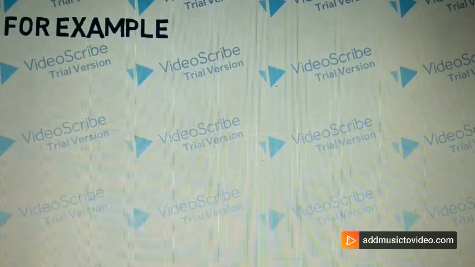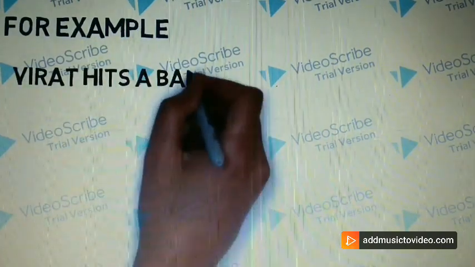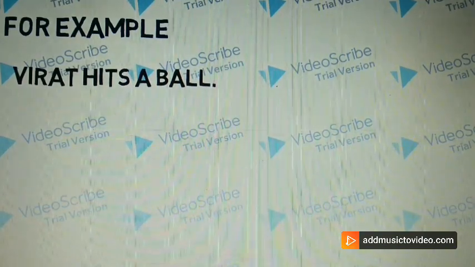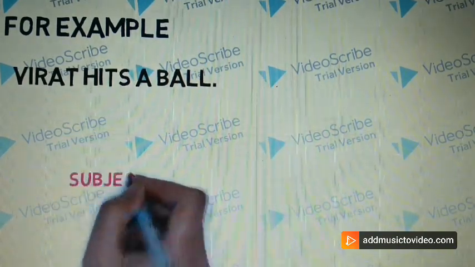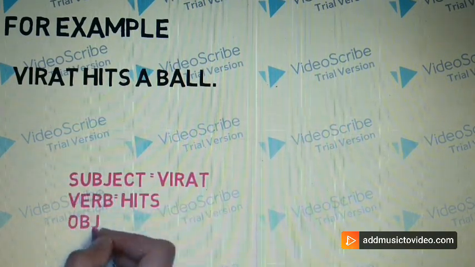For example, Virat hits the ball. Here, Virat is the subject, hits is the verb, and ball is the object.